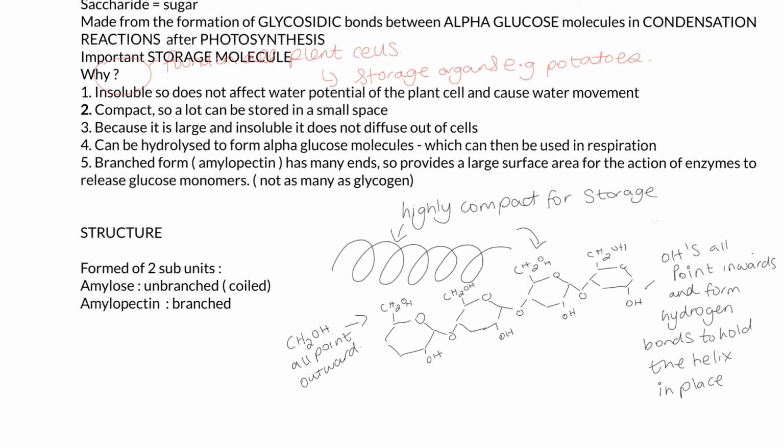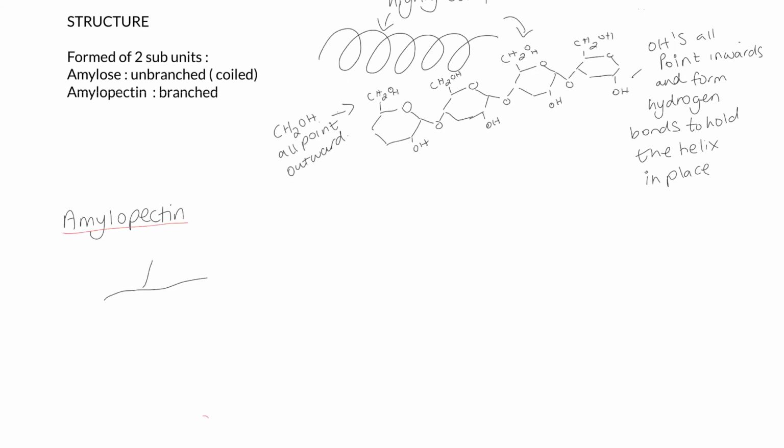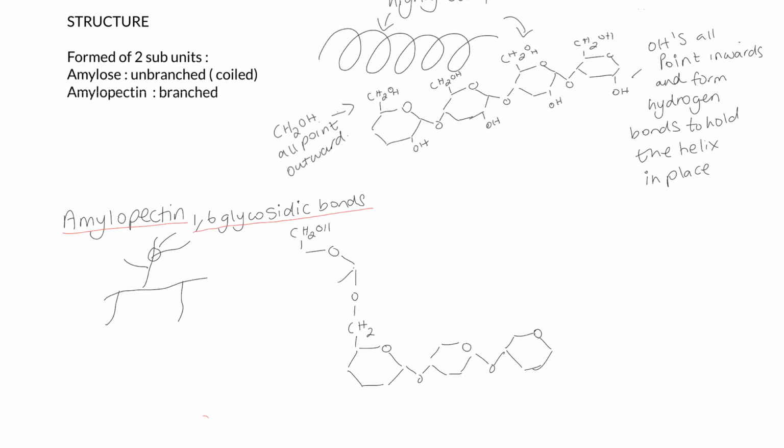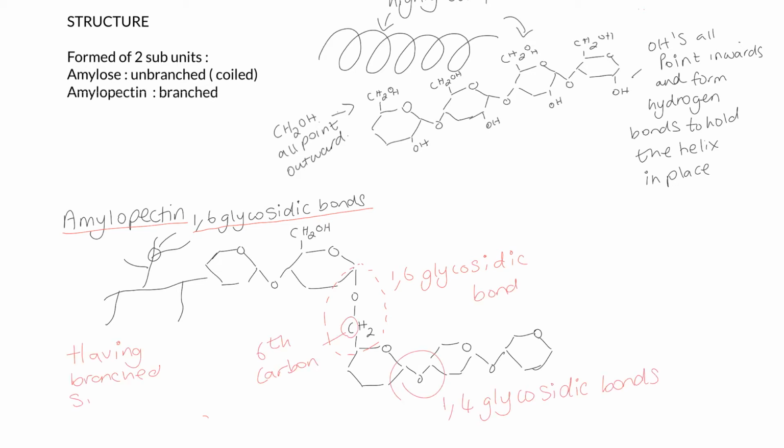Let's look at amylopectin next. So you can see here that the branches are formed by these 1,6 glycosidic bonds between the 6th carbon here on this molecule and the 1st carbon here on this molecule. And this allows it to have branches, which increases the surface area for the action of enzymes. And that's pretty much everything you need to know about the structure of amylose and amylopectin.